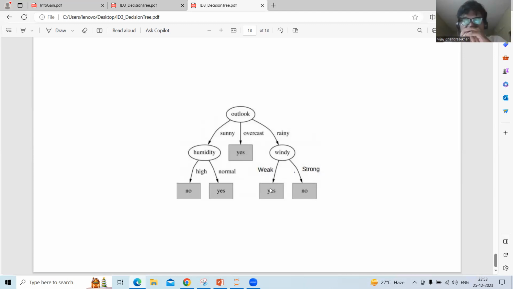Question. So we keep talking of attribute value pairs, right? What is the attribute? What is the value? Attributes are nothing but features. Outlook, humidity, windy are the attributes or the features. Values are rainy, weak, strong.